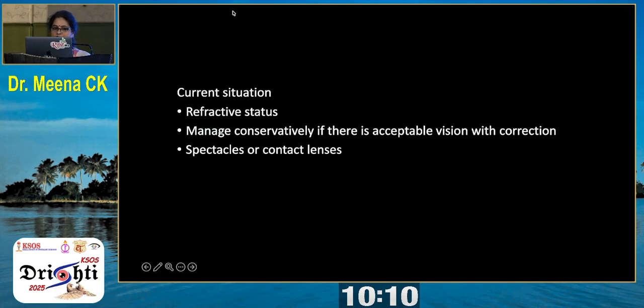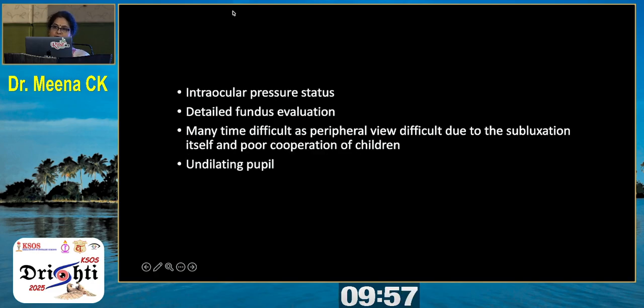The vision of the child is very important, and many of them come late, especially when it is unilateral. You can manage them conservatively if there is acceptable vision with correction, whether spectacles or contact lenses. The intraocular pressure status is also important, because this abnormal position of the lens can cause an increase in intraocular pressure. You need a detailed fundus evaluation also, because peripheral fundus examination can be difficult. There is associated high myopia in many of these cases, and poor cooperation of the child and an undilating pupil are also common in congenital subluxations.